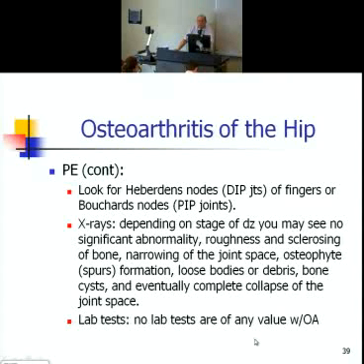And then eventually some of these osteophytes or just the cartilage can break off and get stuck in the joint. And it becomes a loose body or just debris in the joint, which also adds to the patient's pain, crepitus, and loss of motion. Eventually the bone will get subchondral cysts, these darkened areas underneath where the cartilage and bone meet. And eventually the complete collapse of the joint space.